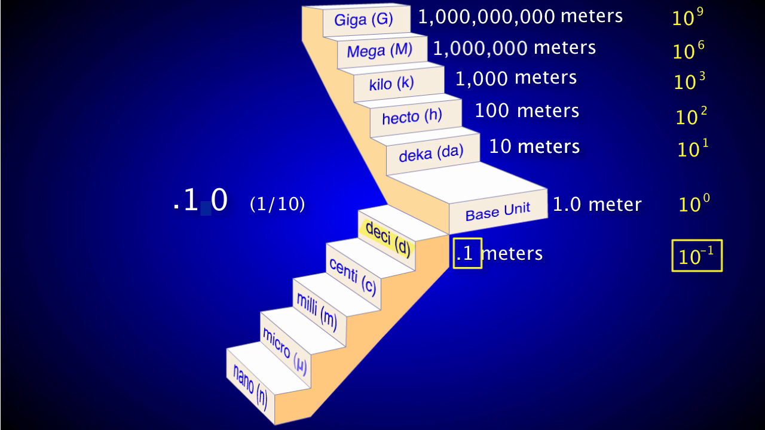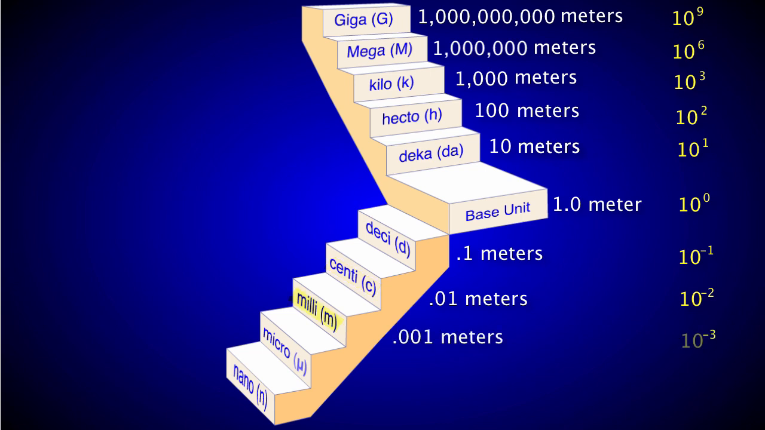Let's move on to centi. Centi means 100th, or 10 to the negative 2. Milli means 1,000th, or 10 to the negative 3. Now we skip a few powers of 10 and move on to micro, which is 10 to the negative 6, or 1,000,000th, and nano, which is 10 to the negative 9th, or 1,000,000,000th.